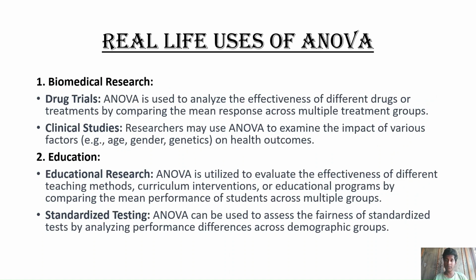Real life uses of ANOVA. Biomedical research. Drug trials. ANOVA is used to analyze the effectiveness of different drugs or treatments by comparing the mean response across multiple treatment groups. Clinical studies. Researchers may use ANOVA to examine the impact of various factors, example age, gender, genetics, on health outcomes.